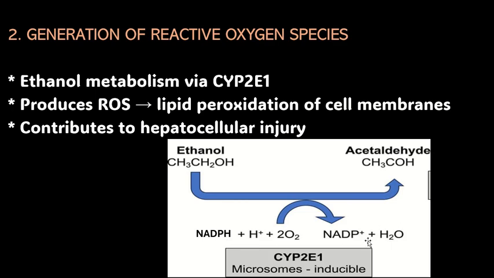But that's not the problem here. Here, some reactive oxygen species are produced. Due to the production of these reactive oxygen species, there will be lipid peroxidation of the hepatocyte, that is, of the liver cell membrane. So the membrane will undergo lipid peroxidation, the lipid will be destroyed. Thus the hepatocyte will be destroyed, and this can lead to hepatocellular injury. So this is the second toxic effect.